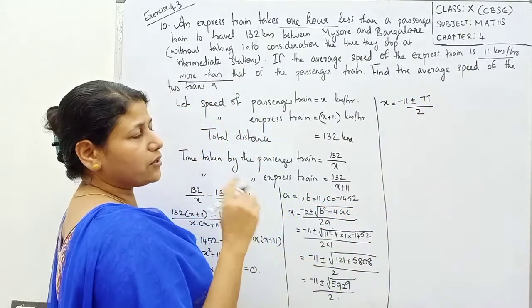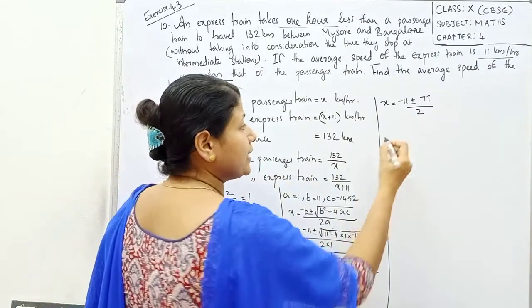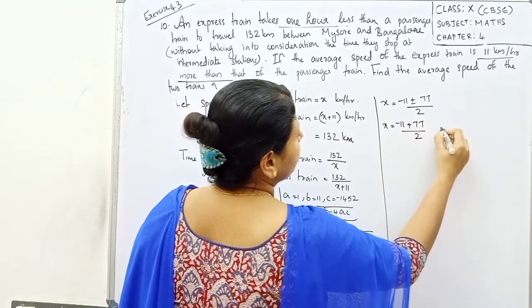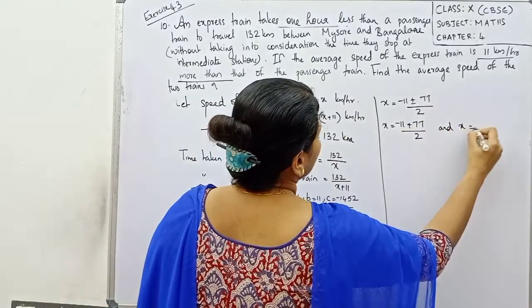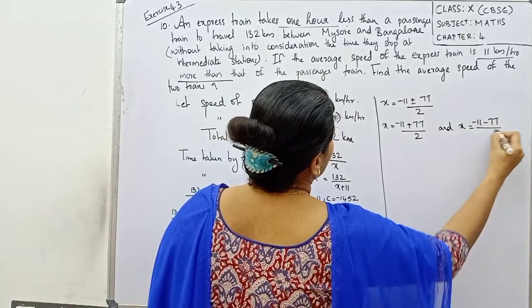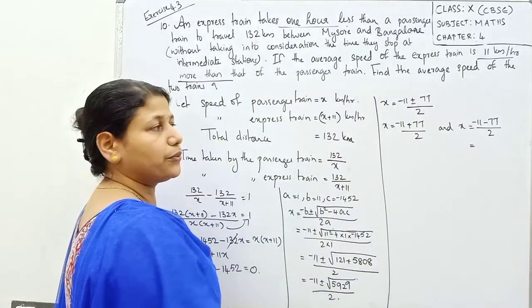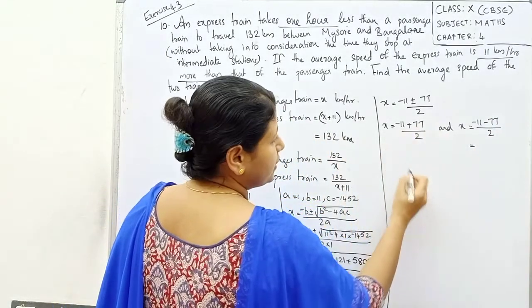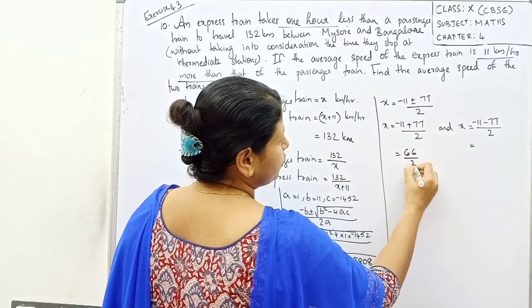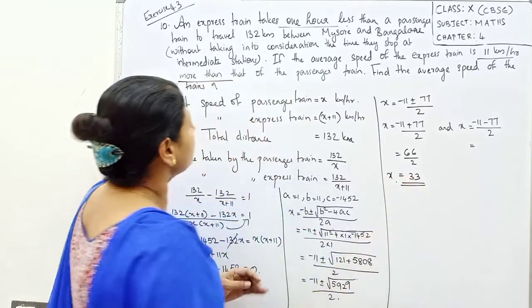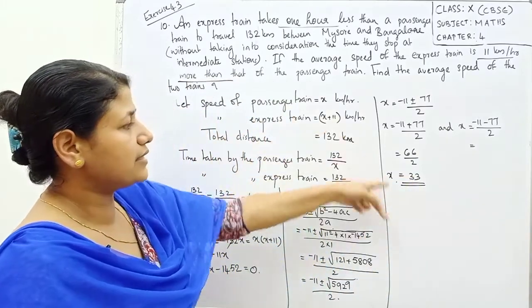As we said, this also has two solutions. First one is x equal to negative 11 plus 77 by 2 and the other one is x equal to negative 11 minus 77 by 2. This will be a negative number, so no need to do that at all. We can use this one. This will be 66 by 2 and this is 33. Okay, so x equal to 33. So we find out the speed of the passenger train as 33.